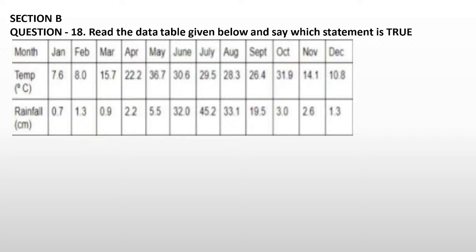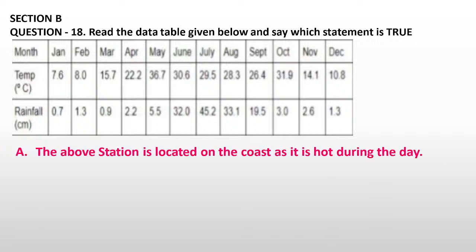And the rainfall given here is January 0.7, February 1.3, March 0.9, April 2.2, May 5.5, June 32.5, July 45.2, August 33.1, September 19.5, October 3.0, November 2.6, December 1.3. And the question is you have to find out which statement is true.